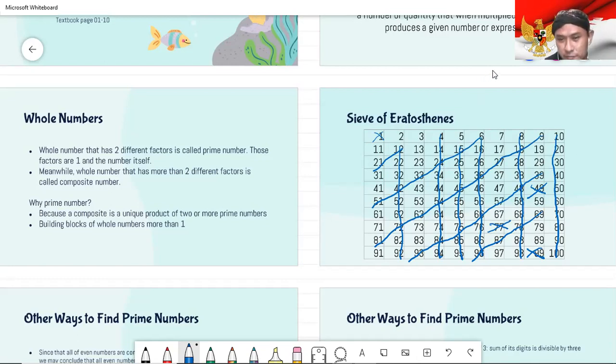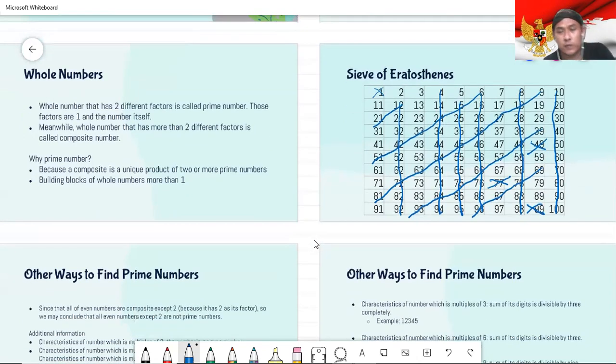Now, anything else? Any number that has more than 2 factors? Well, I don't think so. Now, this is if we want to use the sieve of Eratosthenes.